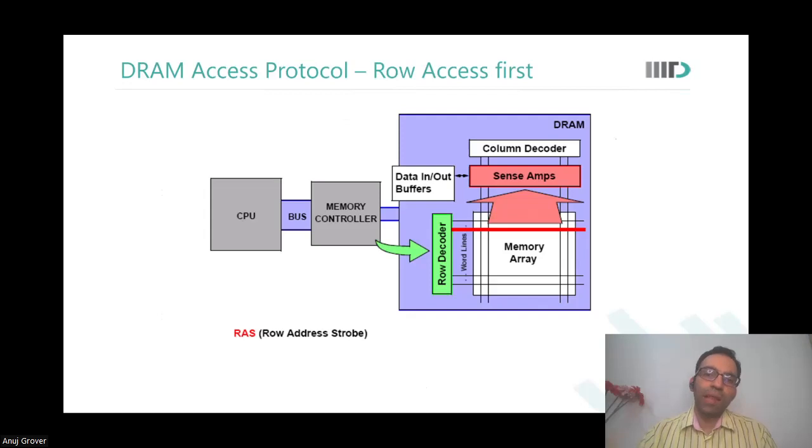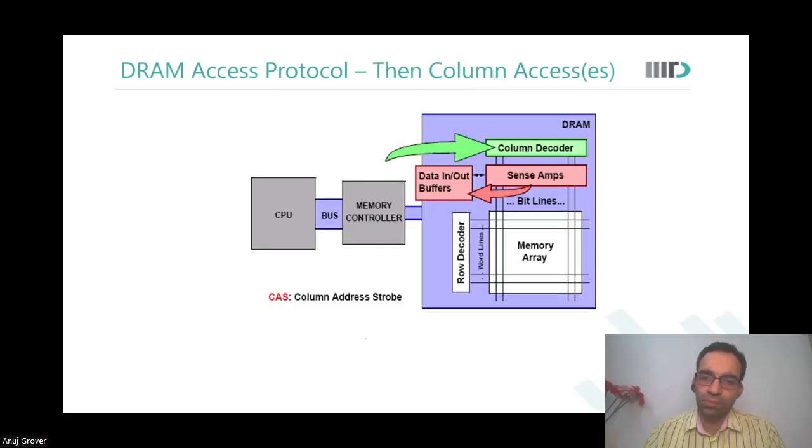So now how do we access the DRAM? There is a CPU. It sends information to the memory controller. The memory controller then sends information to the DRAM. How does it do this? It first sends the address and the row address strobe. Then it sends the address and the column address strobe. When it sends the column address strobe and the address, the information from the sense amplifiers comes to the data in-out buffers. This is then sent back to the memory controller, and then that is sent back to the CPU.